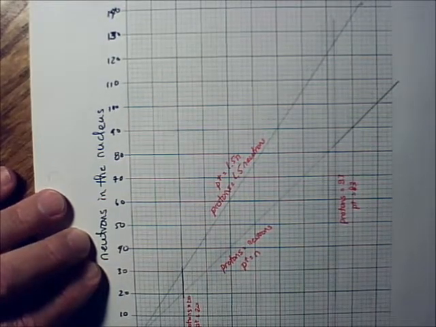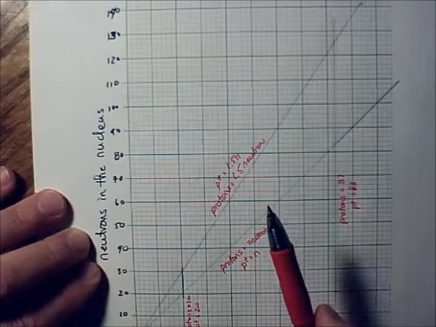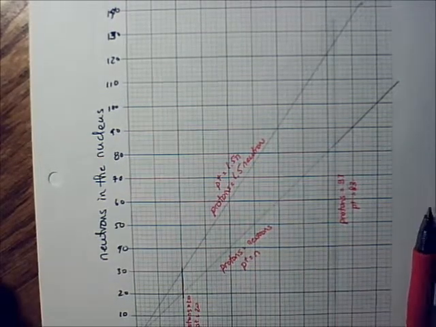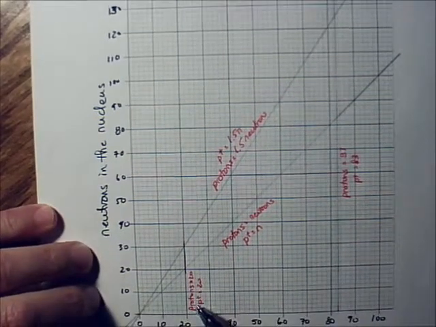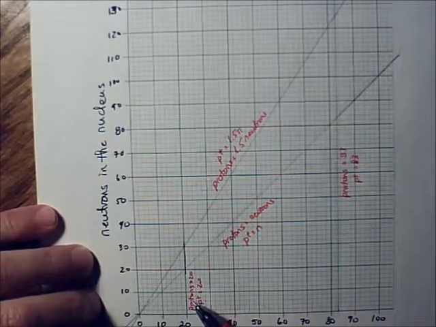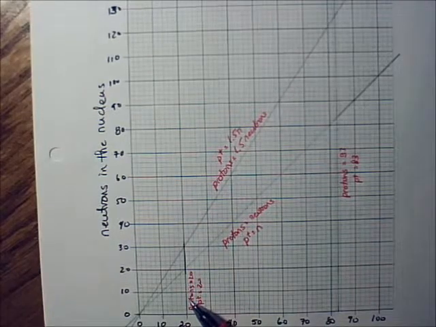What's the other one say? Yeah, what's the other line? Right here, protons is 20. Wait, why did you make that line on 20? I'm going to show you that next, so just bear with me on that one.